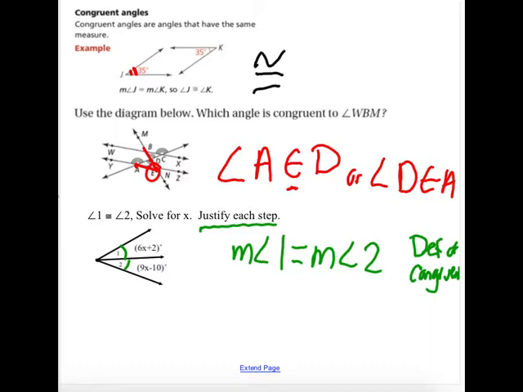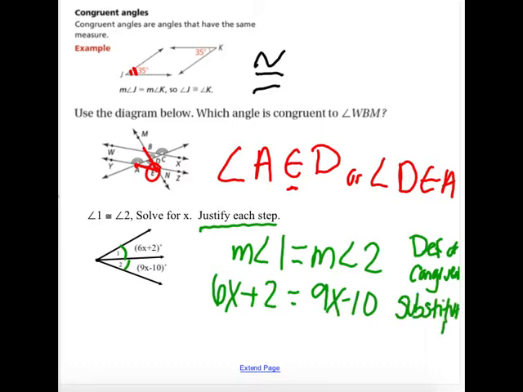I know what angle 1 and angle 2 are because it labeled them for me, so I'm just going to plug those in. So I have 6x plus 2 equals 9x minus 10. When we plug something in for something else, we call that substitution. I'm going to run out of room. Substitution. Then from there on out, it's just algebra. So I'm going to subtract 6x. So I get 2 equals 3x minus 10. That is subtraction.